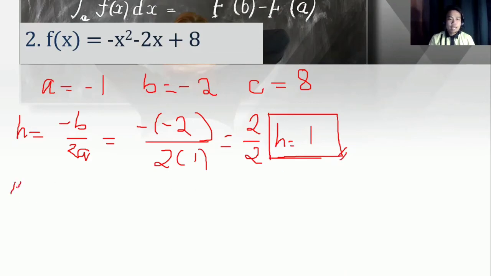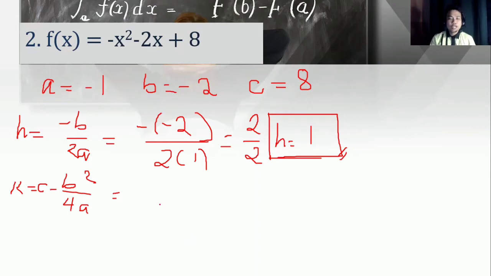Then, we have the k equals c minus b squared all over 4. So, c, yun mga anak. c minus b squared over 4a.